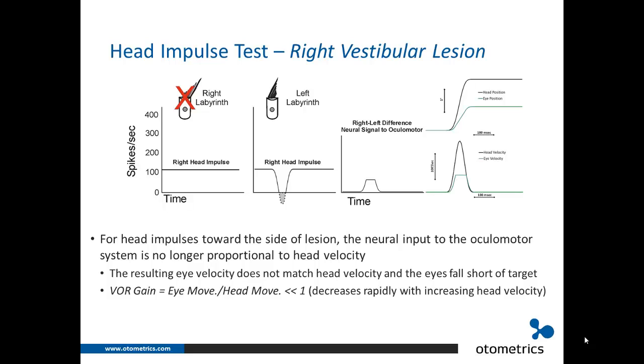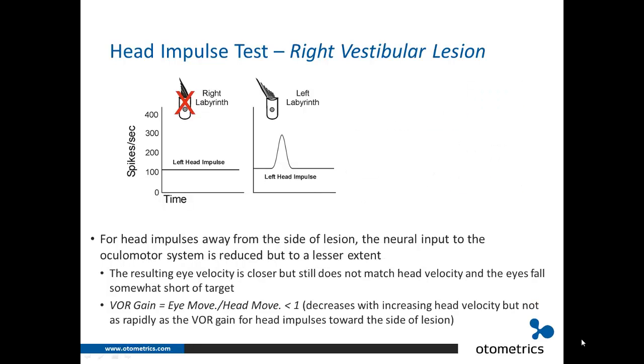This is the basis of the eyes falling behind the target during head impulses toward the side of lesion, which necessitates a catch-up saccade to reset the eyes on the target. We will discuss the catch-up saccades shortly, but first let's see what happens for head impulses away from the side of lesion. For the head impulses to the left, the excitatory neural response from the left labyrinth resembles the head velocity, but the inhibitory response from the right side is missing.